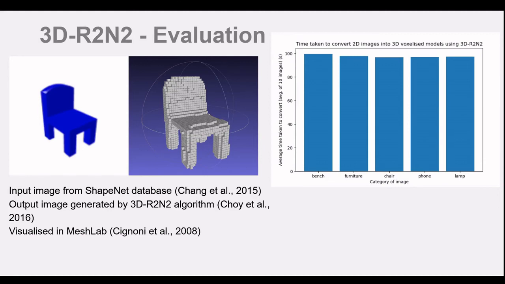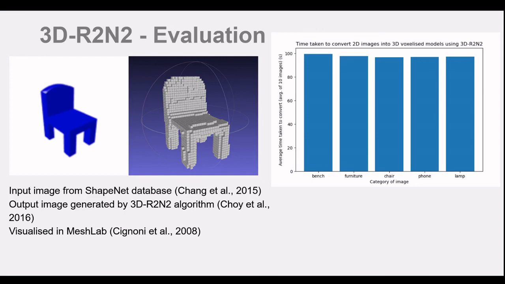So 3D-R2N2 can take one or multiple images of an object and convert this into a 3D voxelized model. The proposed use case for this would be if a user wanted to scan an object into a VR environment. As it produces a voxelized model, no further processing is needed. This can be imported straight into 3D modeling programs.